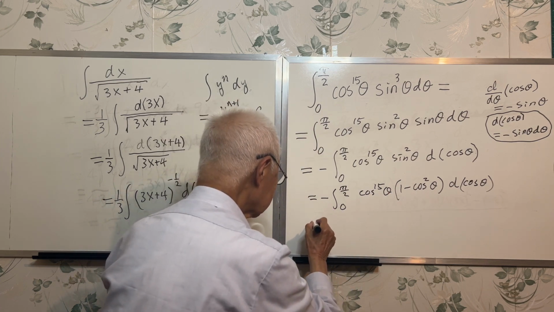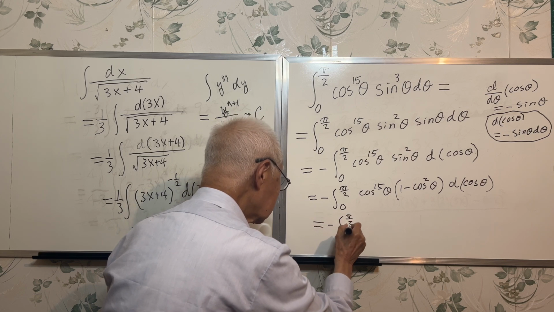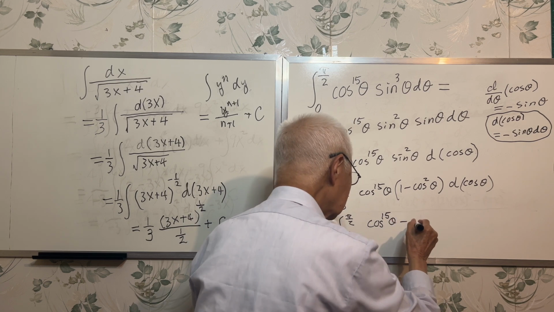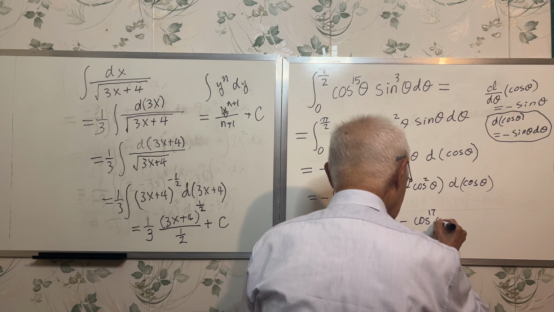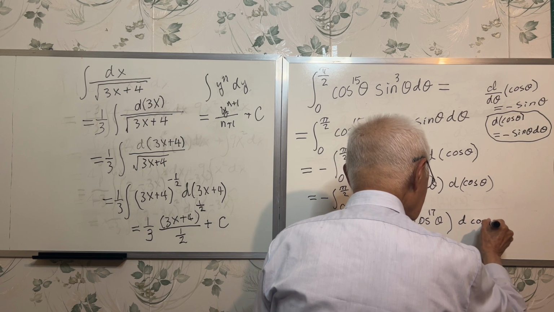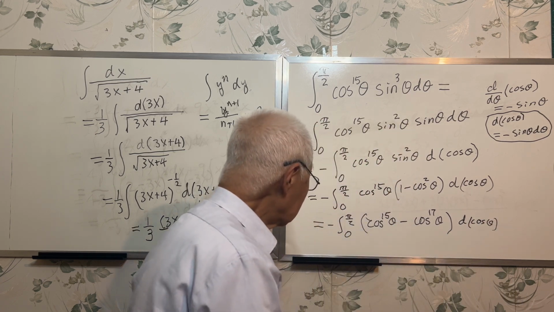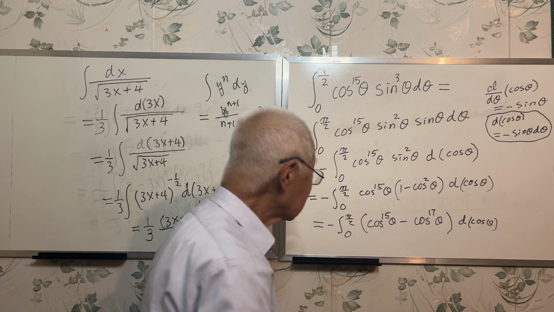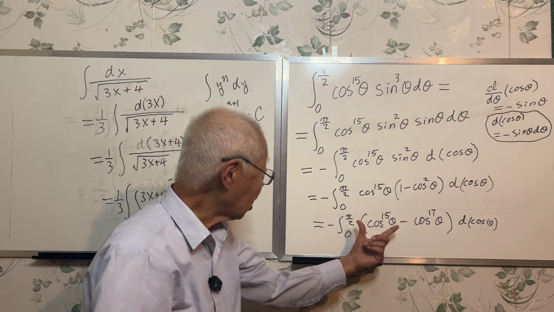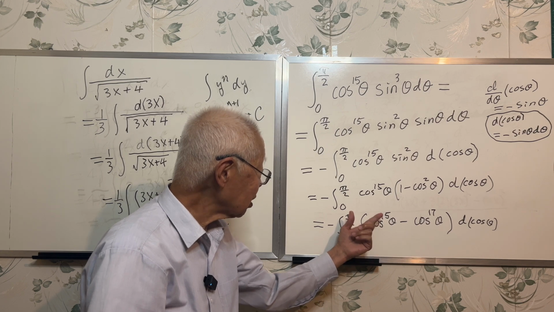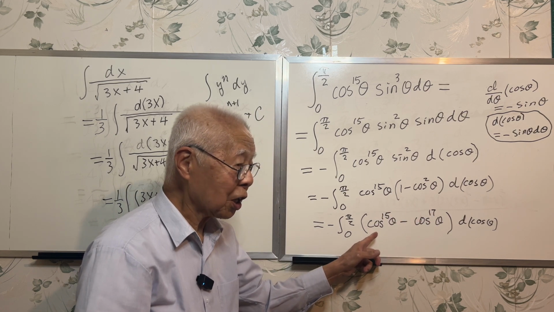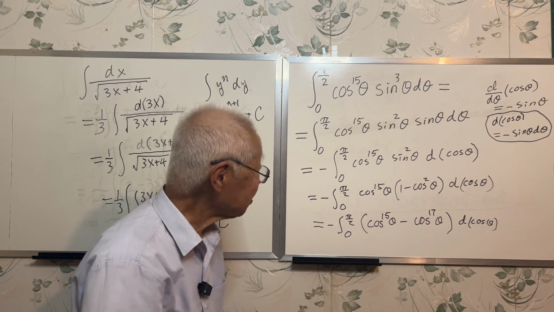Expand this part. Expand this, you have this. And then you can integrate two terms. The first term is cosine to the power 15, and the second term is cosine to the power 17. And then you see that this is just power rule. So you can do that.